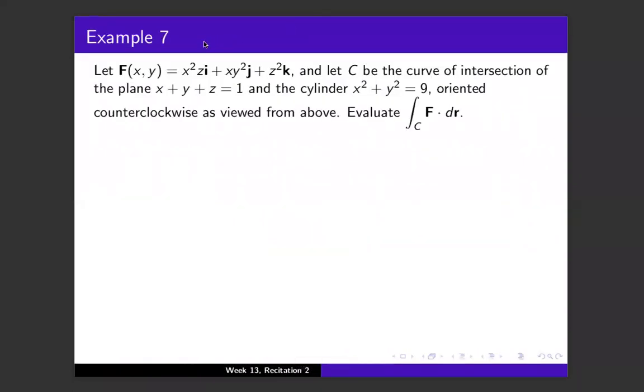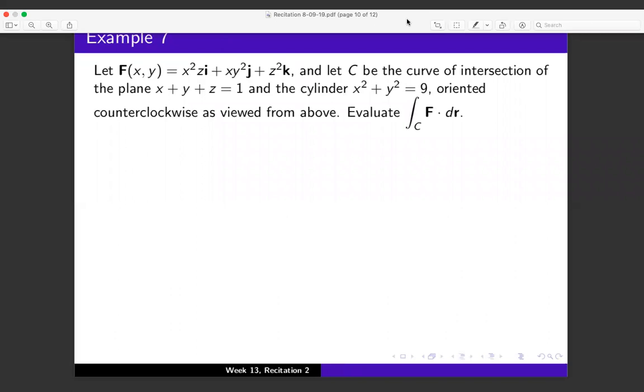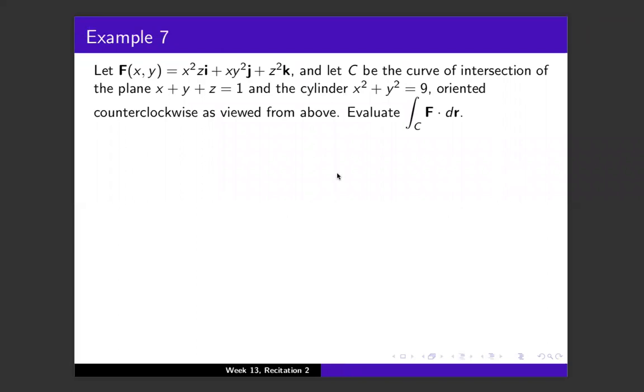So let's do a couple more. So now here we have, again, that should be F(x, y, z). I'll have to fix that when I upload the notes. X squared z plus x y squared plus z squared. C is the curve of intersection of this plane and this cylinder. Evaluate this line integral. Again, we have three options. We can add, remove, or do directly.